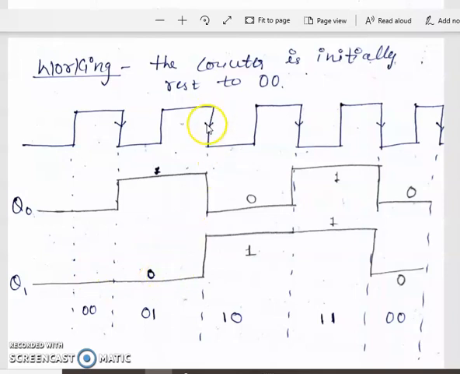Next clock pulse, the flip-flop of Q0, the first flip-flop, always toggles. 1 goes to 0. Next, this output becomes the clock for the next flip-flop, so it is going from 1 to 0, meaning negative edge triggering. So the next flip-flop is enabled, or active. So with 1 to 0, the next flip-flop also toggles, meaning 0 to 1. This flip-flop always toggles for every clock pulse.